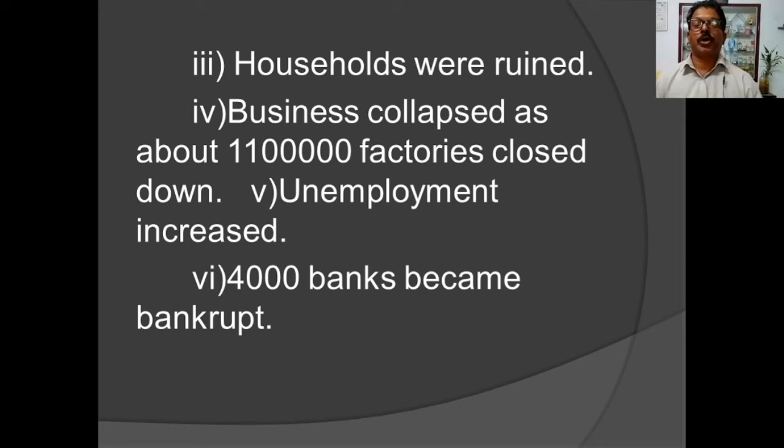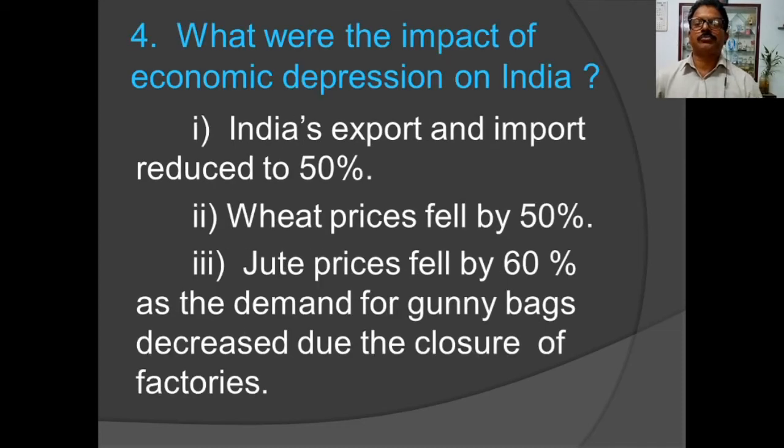Next point, we can understand what was the seriousness of economic depression on America. Business collapsed, about 110,000 factories closed down. Unemployment increased as 110,000 factories closed down. 4,000 banks became bankrupt. Bankrupt means banks were declared as pauper. Banks were closed down. 4,000 banks. So that was the impact of economic depression in America. Now let us move on to the next question.